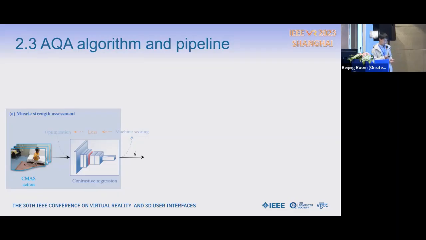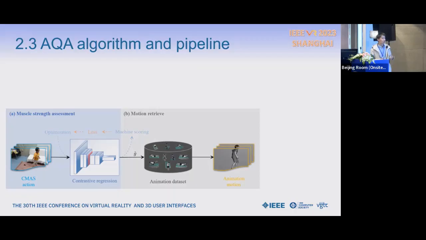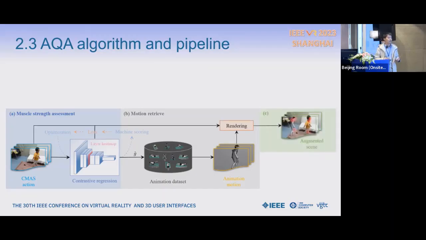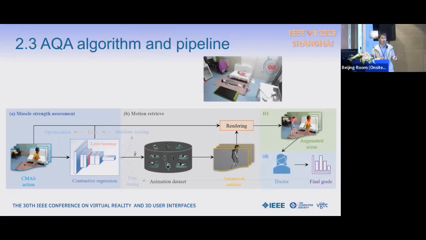Given an unobserved sample, our AQA algorithm outputs a predicted score, which is used to retrieve a corresponding animation from our 3D animation dataset. Thus, we can synthesize the augmented scenes for effective human verification. When there is a large difference between the virtual character and the real-world patient, it is easy for the clinical doctor to detect the difference and re-evaluate carefully by reviewing the assessment criteria.